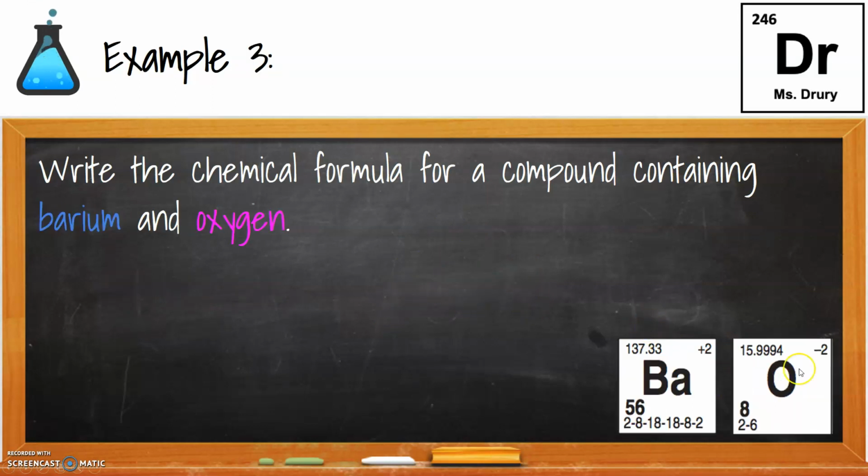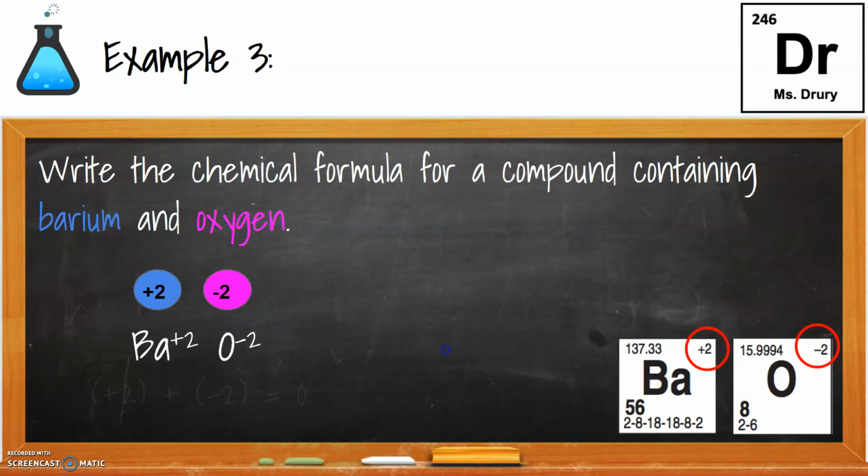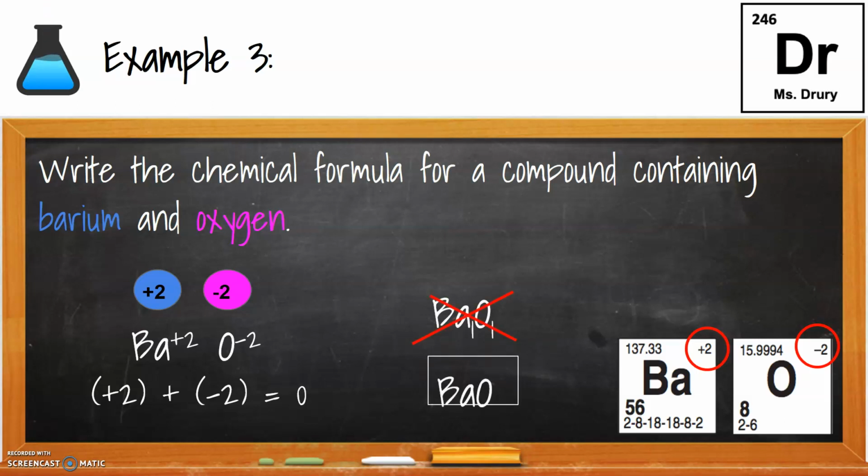If we're looking at barium and oxygen in example 3, barium is +2 and oxygen is -2, that actually works out quite nicely, since they'll balance out to 0 when you add them together. In that case, you don't need any extras, and we wouldn't write Ba1O1, we would write just BaO, one of each to balance the charge.